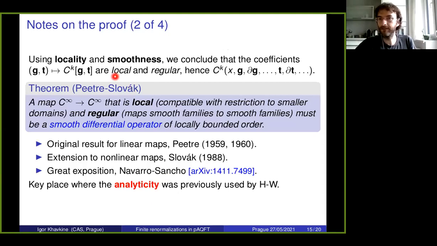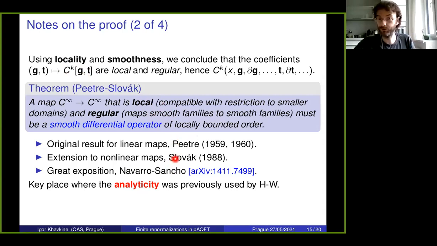Then the locality properties, this functorial locality that I mentioned before, can be used to say these coefficients have to depend at most on these background fields locally, in a very precise sense: if you feed in a germ of these background fields, then the result depends only on that germ. Well, it turns out that under our conditions, this is enough to say that this is actually a differential operator. And there's a nice theorem from differential geometry that allows us to do that.